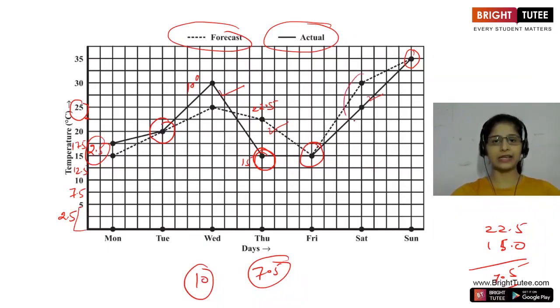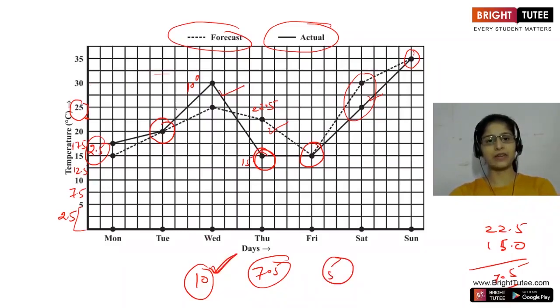And then we see on Saturday, the actual temperature is 25 and the forecasted temperature is 30. So it is just 5. So when is the greatest difference? It is on 10 is the greatest difference. That means 10 we get on Wednesday. So on Wednesday the difference was most between the forecast and the actual temperature. The difference was of 10 degrees.